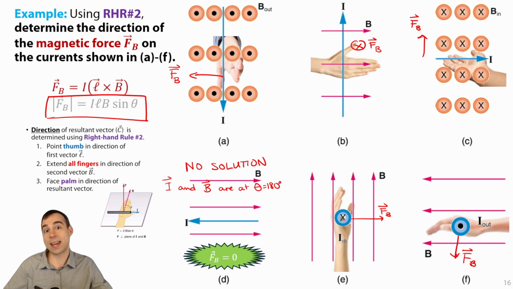For part E, the magnetic force points to the right in the positive X direction, and for part F, the magnetic force points down in the negative Y direction.